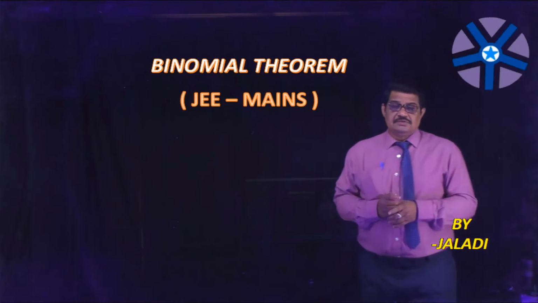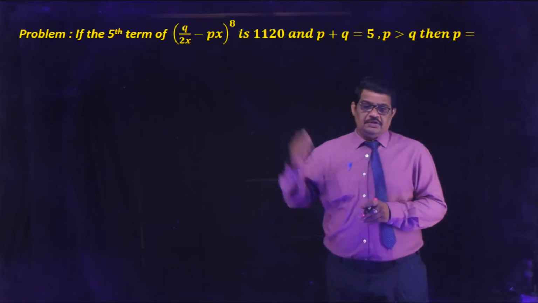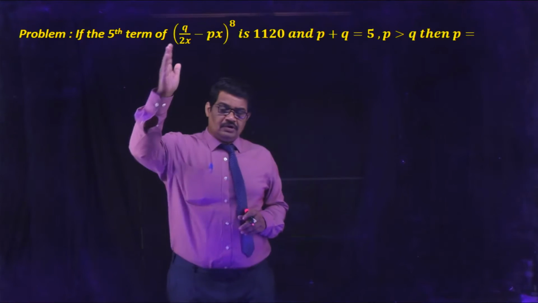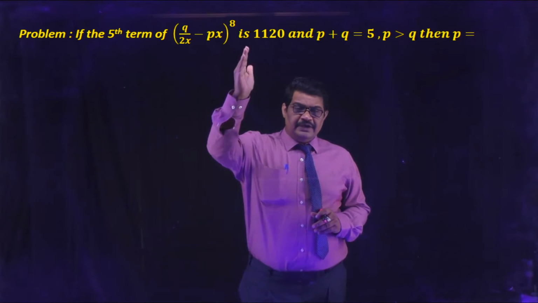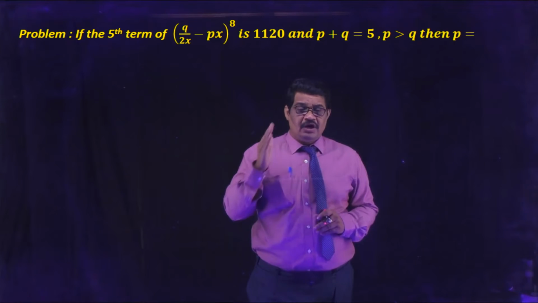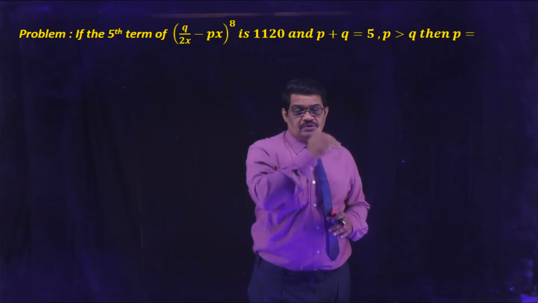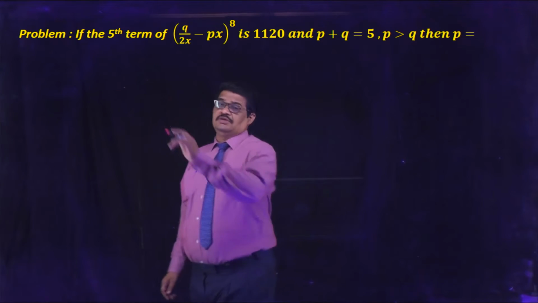Hi students, good morning. In the last class, see the problem. If the fifth term of (q/2x - px)^8 is 1120, and p + q is 5, and p is greater than q, then the value of p is. This is the problem. See the solution.